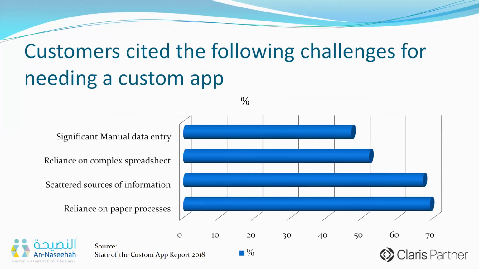If we look at this table, we can see how a custom app helped a lot of businesses streamline their processes. So almost 70% said the reliance on paper processes was reduced. Scattered sources of information were reduced through a customized app. Reliance on complex spreadsheets was reduced, and significant manual data entry was stopped as well when a customized app was developed.